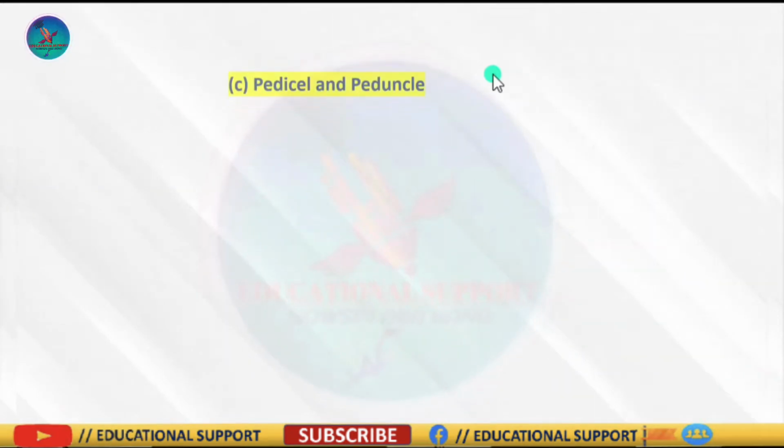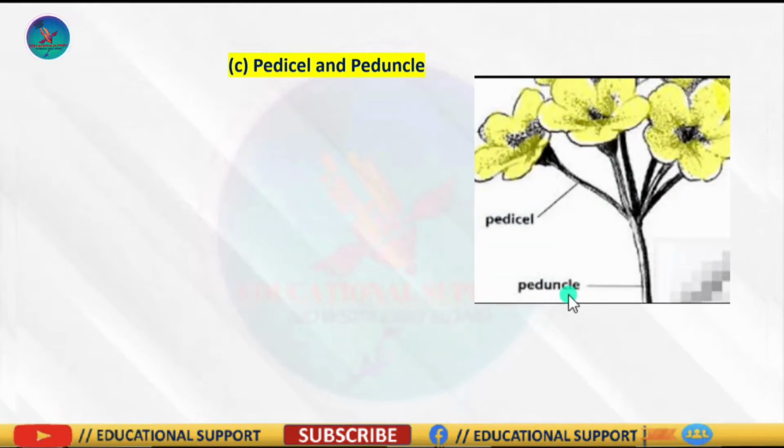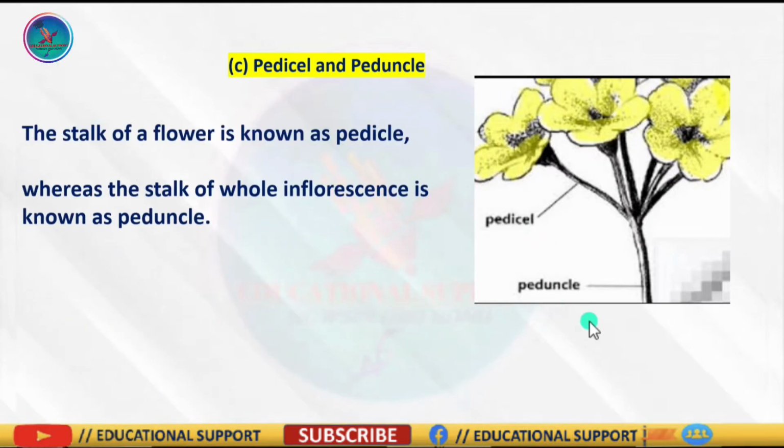Next is pedicel and peduncle. The pedicel is the stalk that holds a single flower, while the peduncle is the main stalk that holds an inflorescence. You can see this picture. This is the key difference between pedicel and peduncle. In one inflorescence, there are several pedicels, but there is only one peduncle.